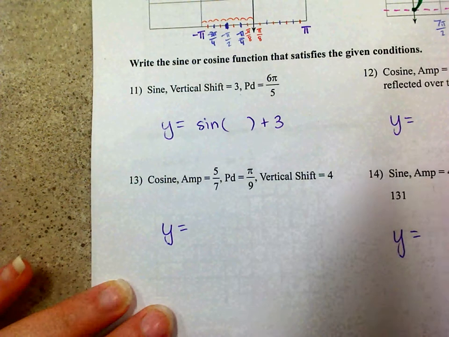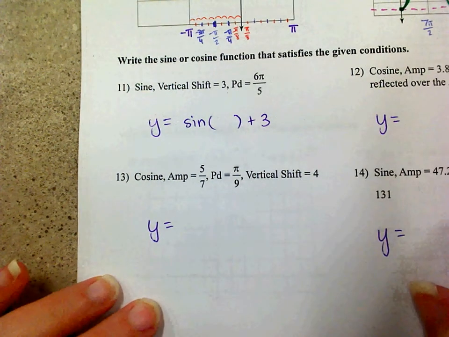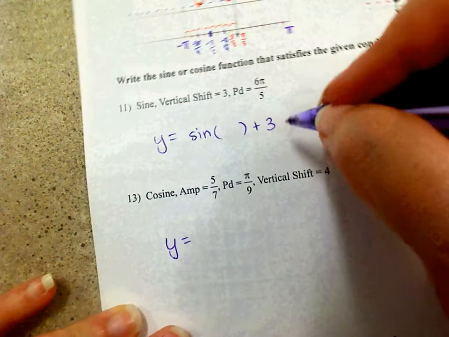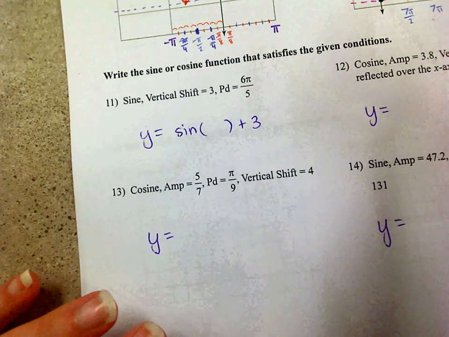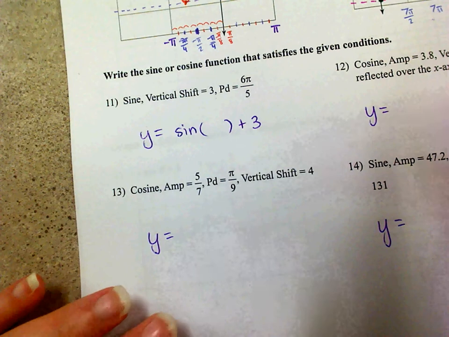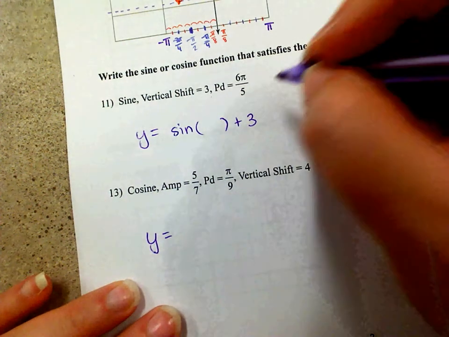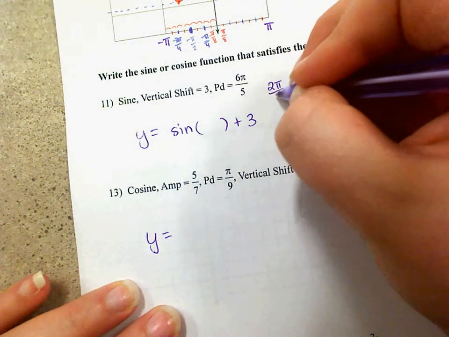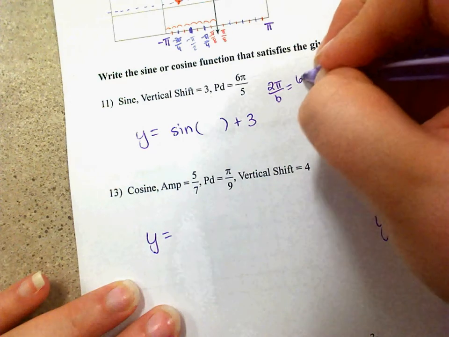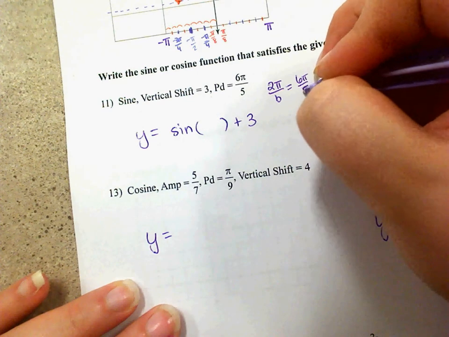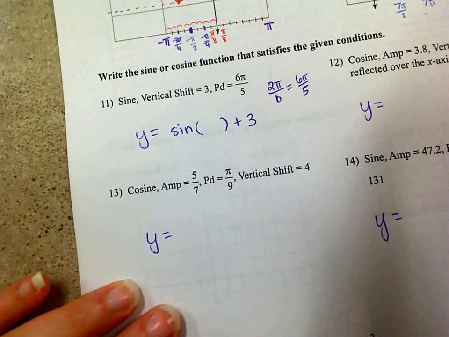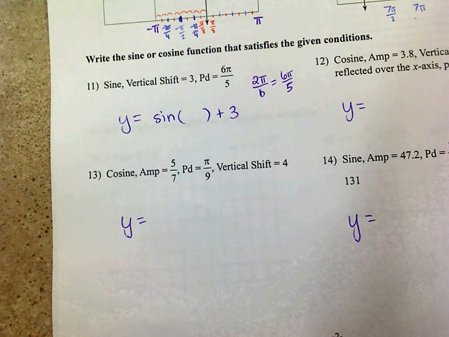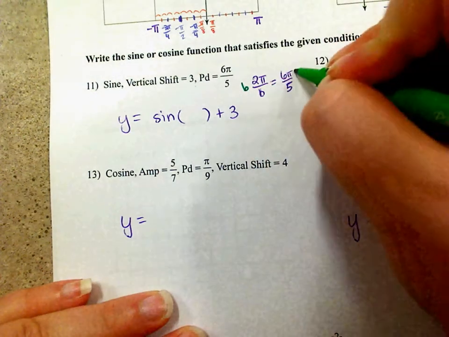It doesn't say amplitude, doesn't say any kind of reflection, but it does say that the period is 6 pi over 5. So I know that the formula for period is 2 pi over b, which equals 6 pi over 5. And this will allow me to solve for the number in front of x right there. Okay? So in order to solve this, I'm going to multiply both sides by b. And then I get 2 pi equals 6 pi over 5b.